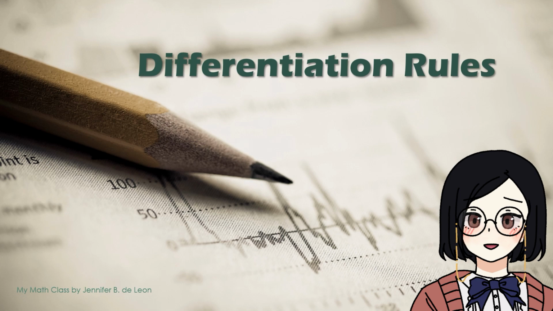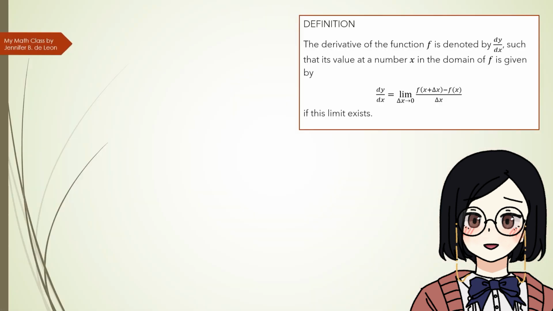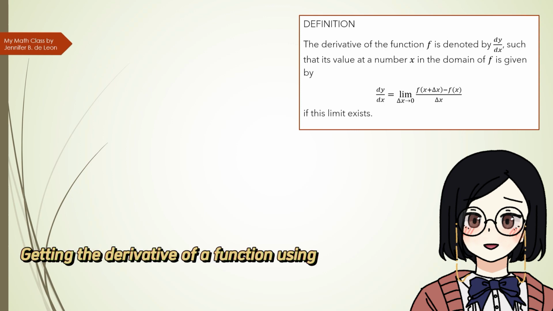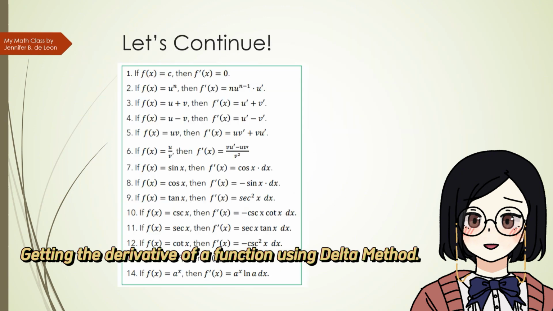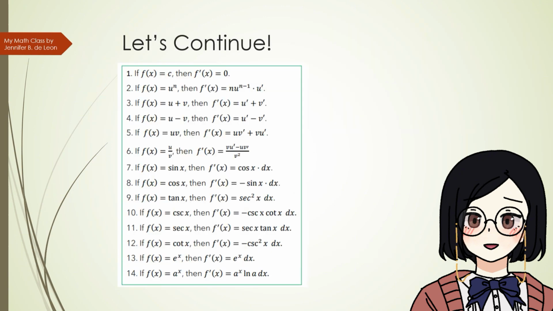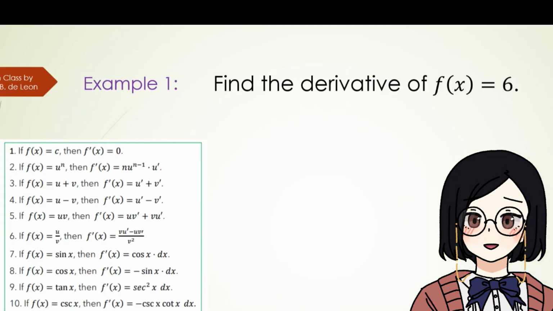Welcome to another interesting lesson in basic calculus. In the previous lesson, we have learned how to find the derivative of a function using the delta method. We shall discuss the different differentiation rules to help us in finding the derivative of a function without undergoing a very tedious process such as what we have experienced in using the delta method. Let's have example number 1.